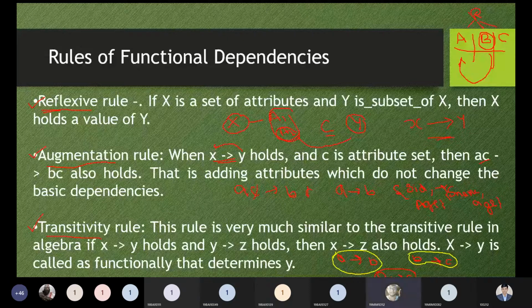Sir, please explain the augmentation rule. Yes. Okay, augmentation is simple.